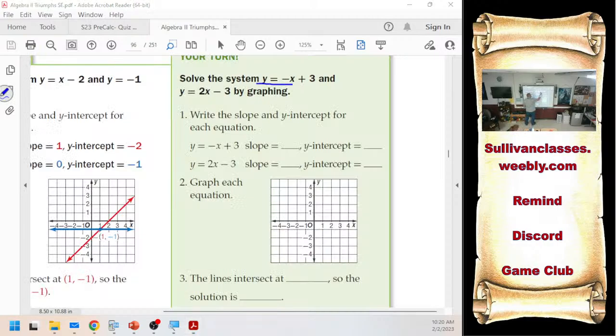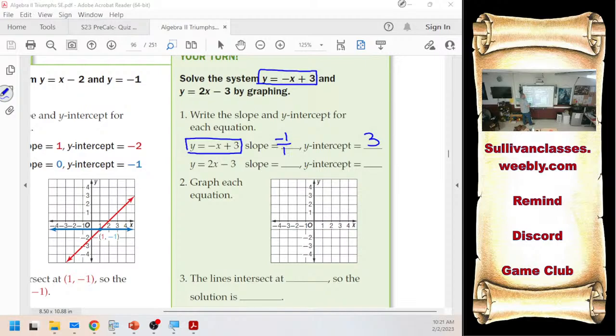Okay. Contestant 1. The slope. Uh-oh, I don't see a number. I just see a negative. The y-intercept is 3. What number is in front of x? Negative 1. How do I turn that into a fraction? Put a 1 underneath it.